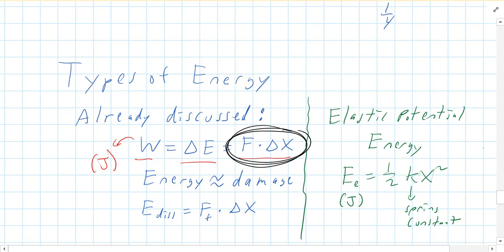If you're lifting your book at a constant velocity, then you're applying a force equal to the weight of the book. And that would be the force of gravity, and the force of gravity equals mg. So the work done to lift the book would be mg, that would be your force, times delta x.